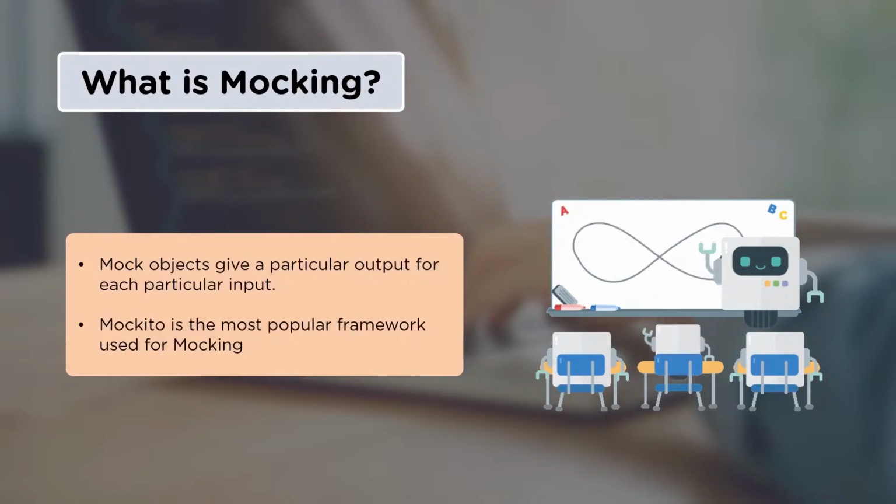And mock objects give a particular output for each and every input. Whatever inputs you provide, you are going to get a particular desired output. So the mocking is going to process all these inputs and give you the desired output, to understand how the implementations and the setups can be done, right?